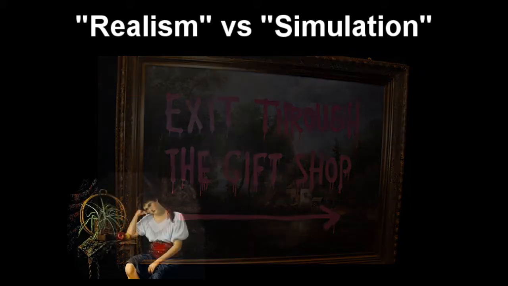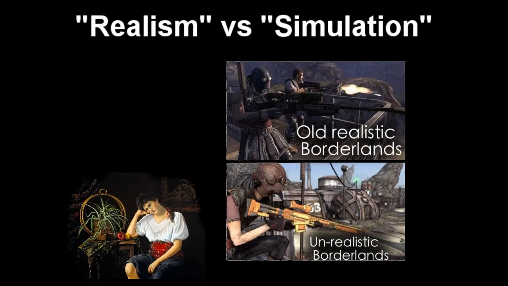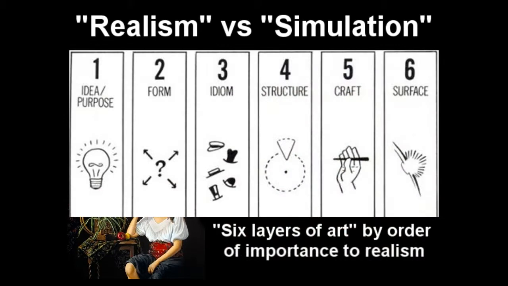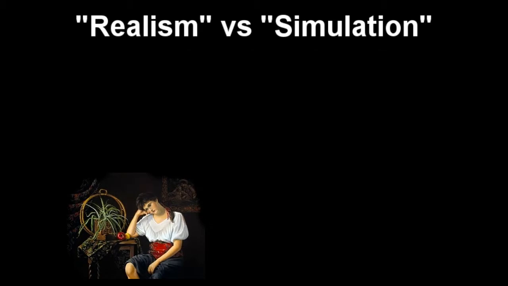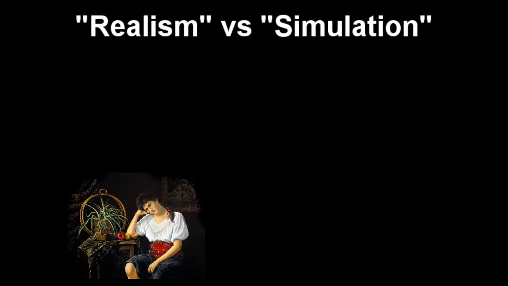However, that's quite bizarre and vague, so what we need to do is have a framework to help us break apart and categorize these games and their techniques for capturing some form of truth, to help us discuss simulations and realism and authenticity, and we don't quite have these in our common vocabulary as a culture yet. The creative director from People Can Fly says that old game metaphors are dying and we're in desperate need of a new dictionary. So what we can do is look at other art forms and look at how they evolved such styles.